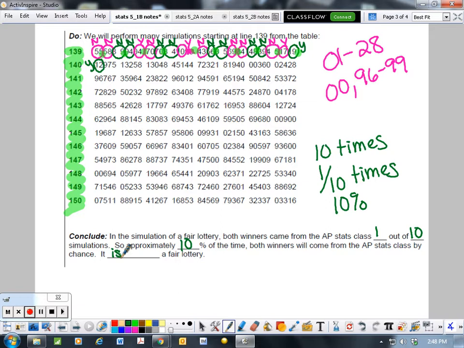But again, you'd have to go through all of that work. And then the more work you go through, the more accurate your results are going to be. And so that's why, when we start picking samples, we want lots of people. When we start doing simulations, we want lots of these, because the more accurate our data is going to be.